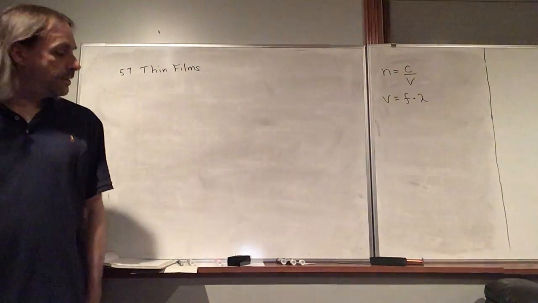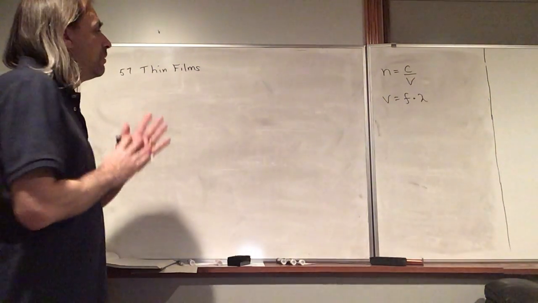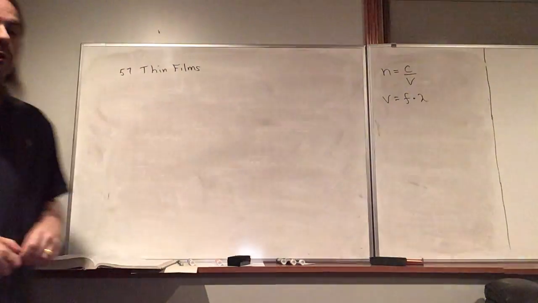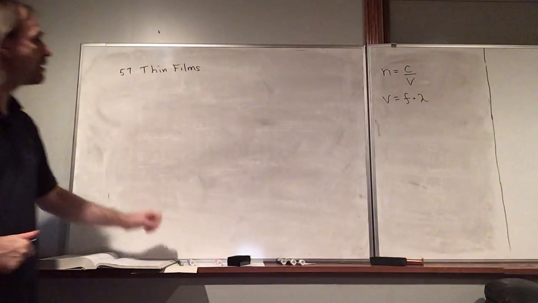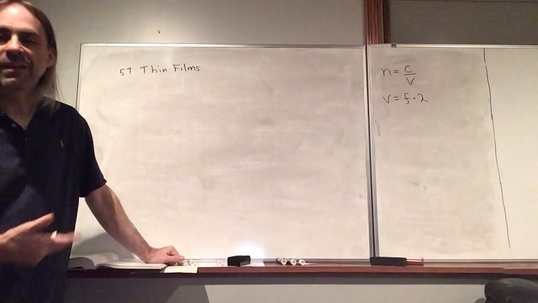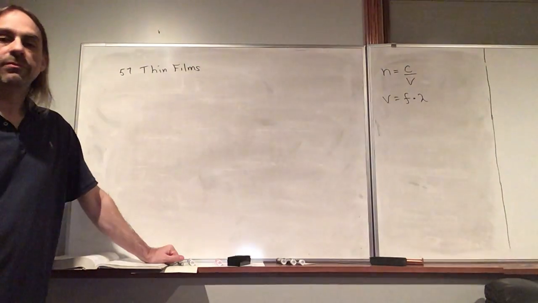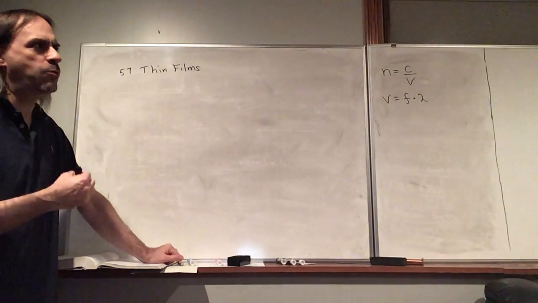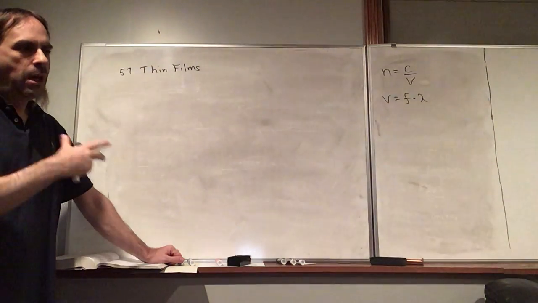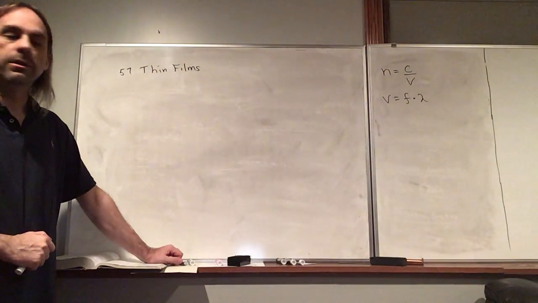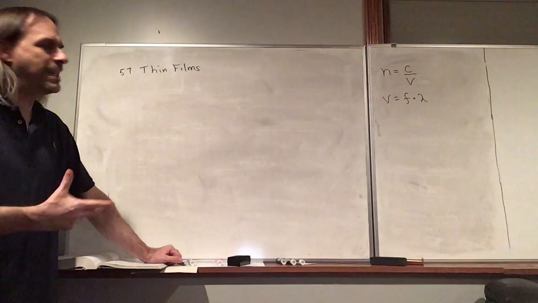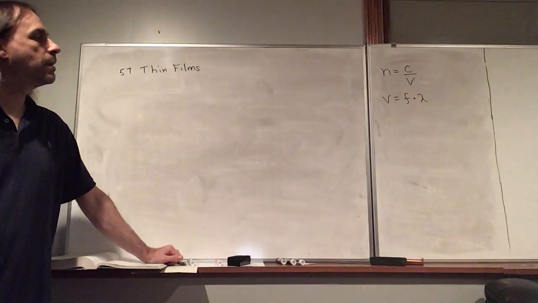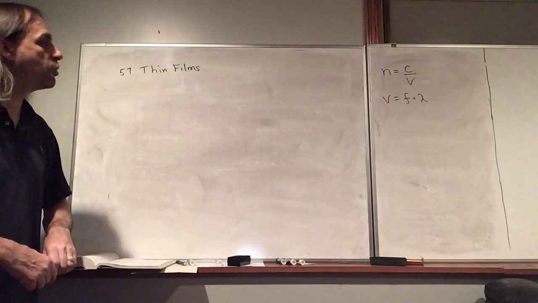Back to class. Okay, so we are on the last lecture of the semester. This is something called thin films or thin film interference. And I should tell you, this is one topic that I do a little differently than the book does. The reason is I like to actually graph things and kind of see what's going on visually.